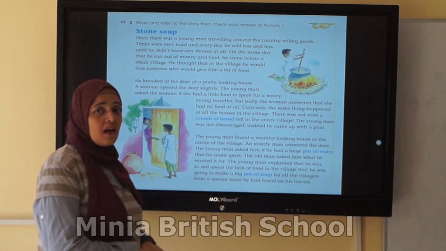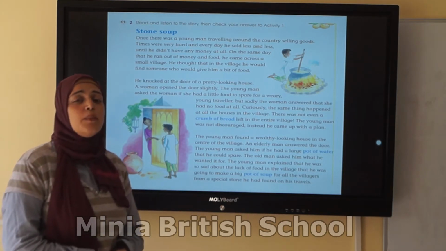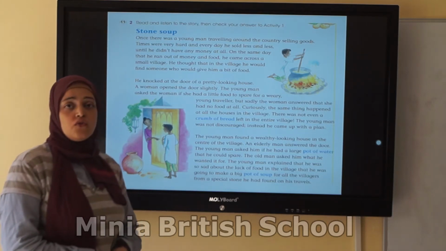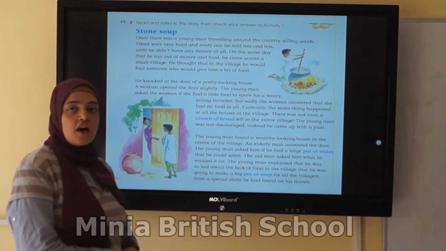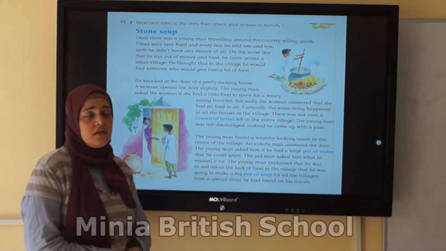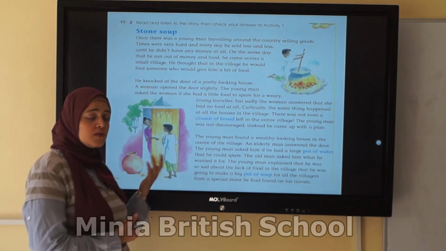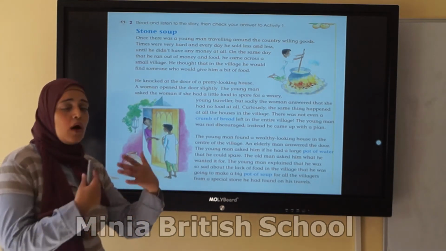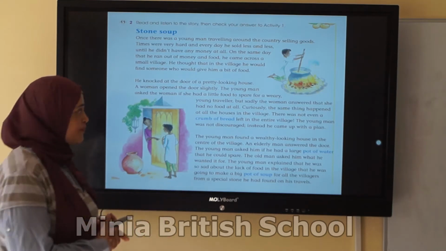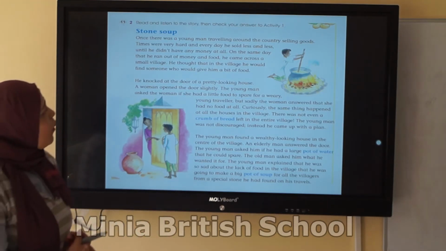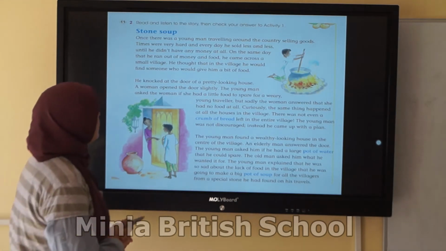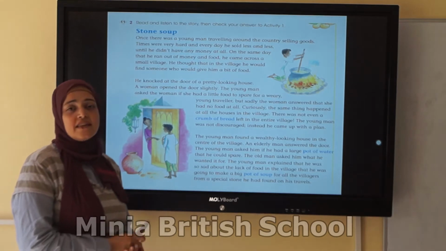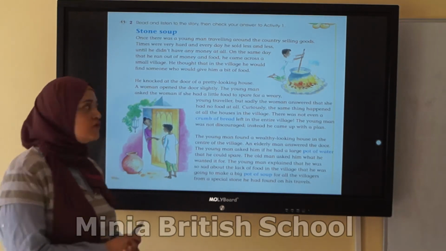So the man now didn't have any money. So what could he do to get money? Of course, he didn't have money, so he wouldn't be able to buy food or water, anything he wanted. So, on the same day that he ran out of money and food, so he didn't have money or food.